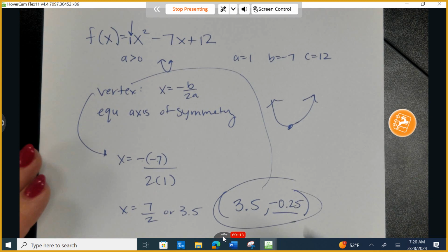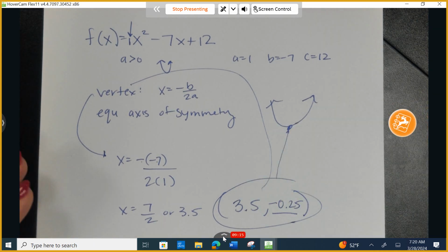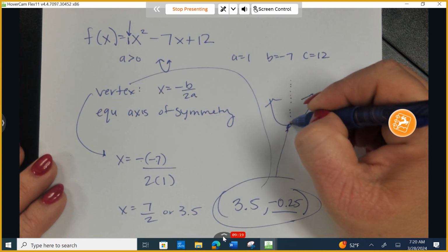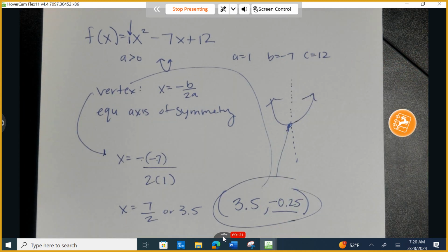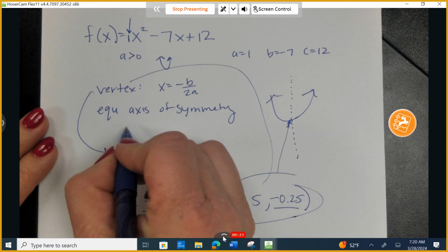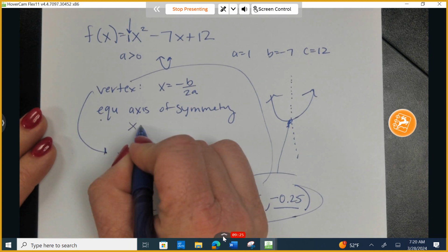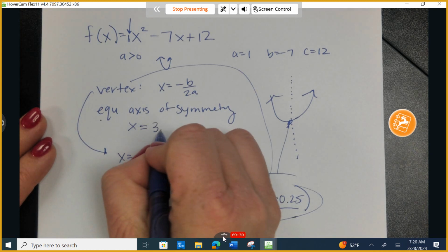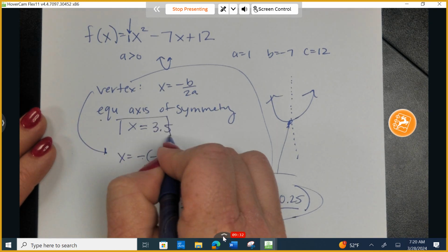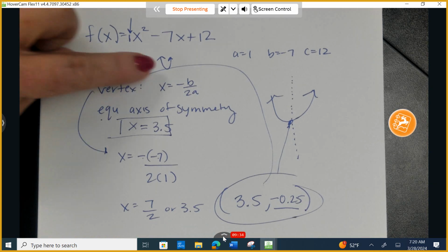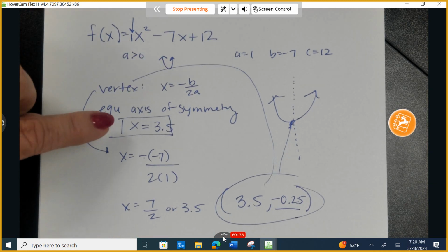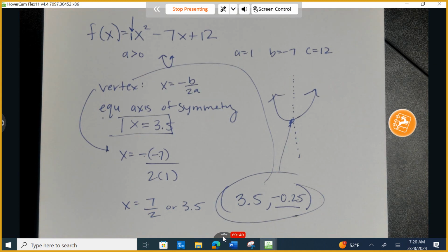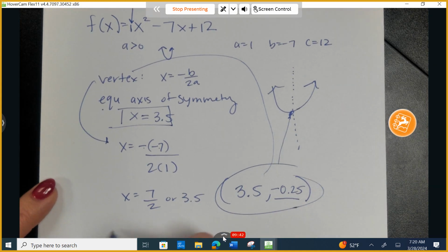Now, how does that relate? If this is the vertex, the axis of symmetry always cuts straight through it. And with quadratic functions, it's going to cut through the x-axis. So the equation of the axis of symmetry is x equals whatever the x value is every single time for quadratic functions. So I've identified this as going up. I've identified the equation of the axis of symmetry and the vertex. All right. Now the next question is please write down this word.